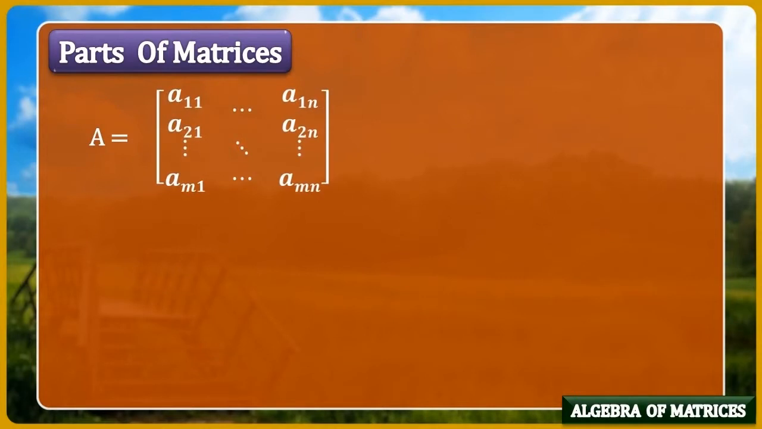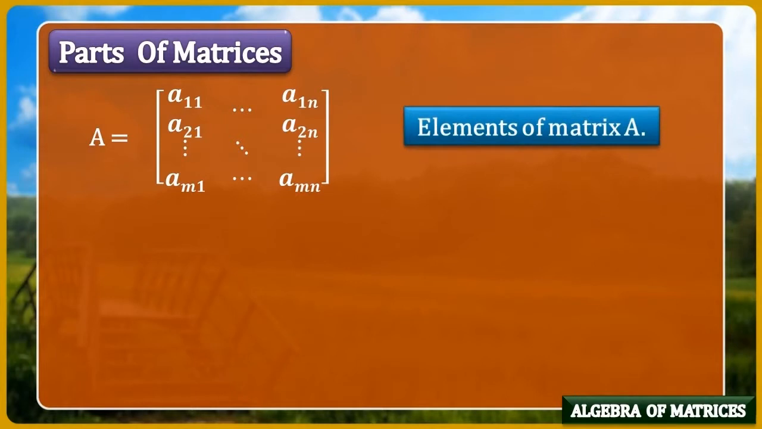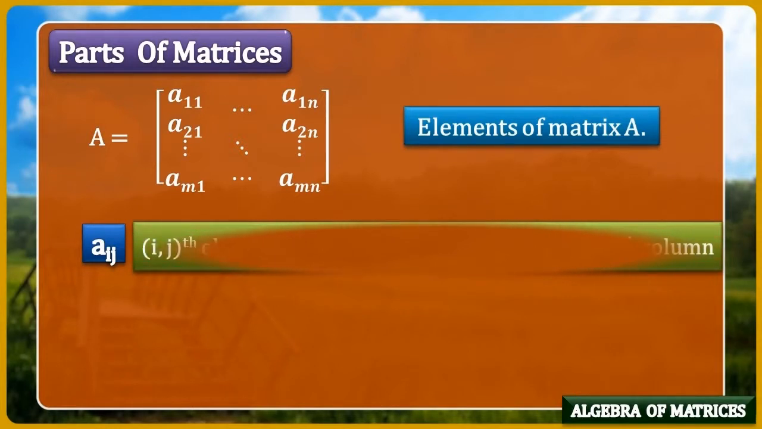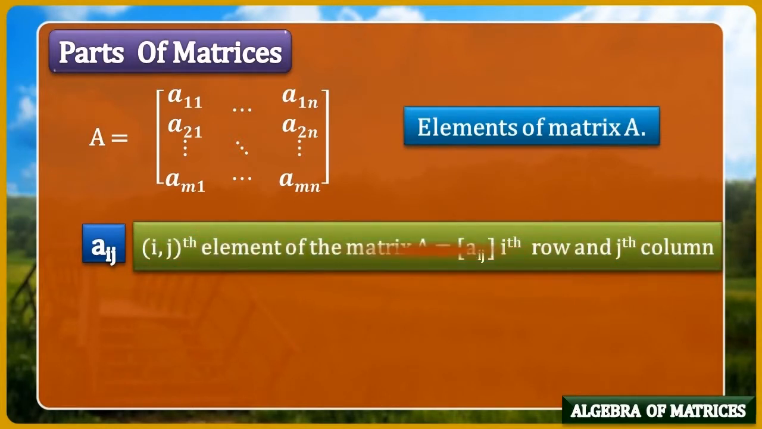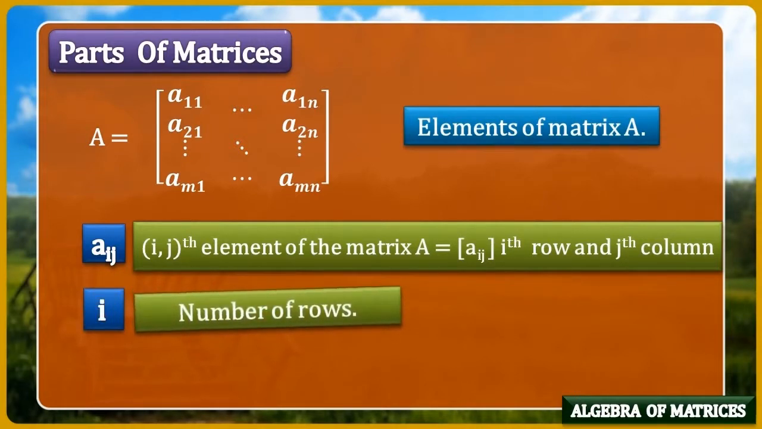Parts of matrices. In the given matrix A, the numbers A11, A21 and so on are called the elements of the matrix. The element Aij belongs to the ith row and jth column and is called the ijth element of the matrix A. i always denotes the number of rows and j always denotes the number of columns.